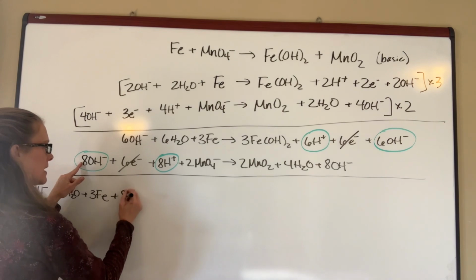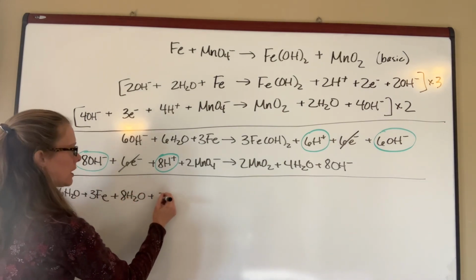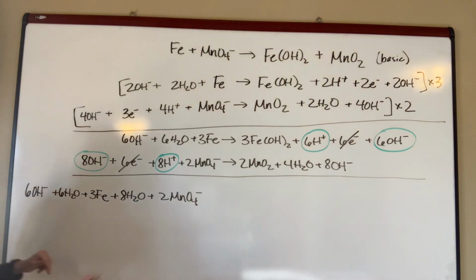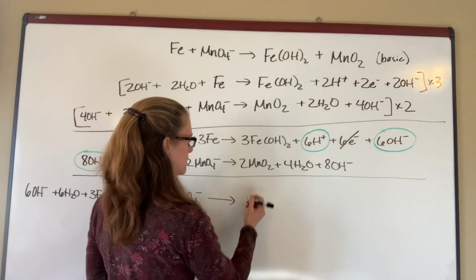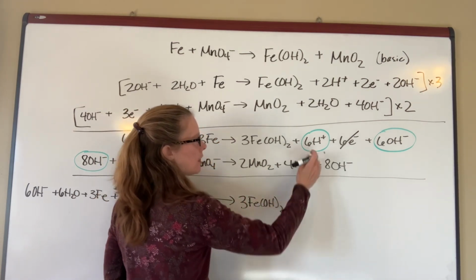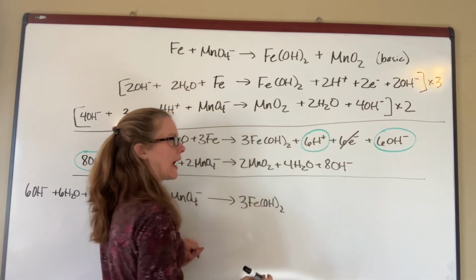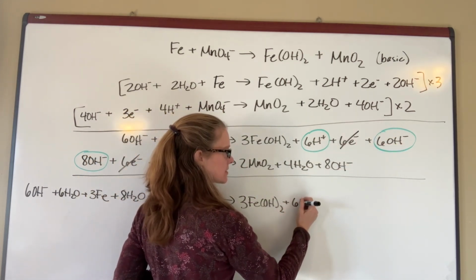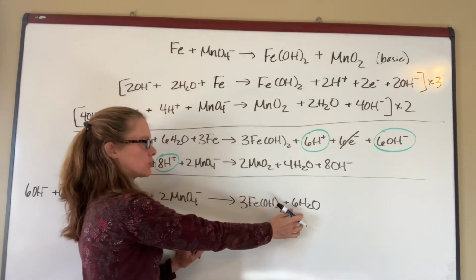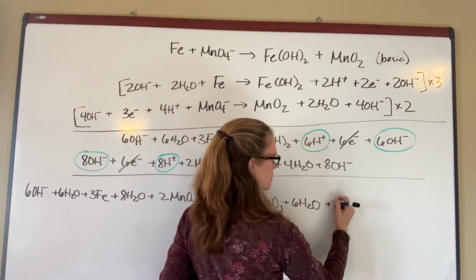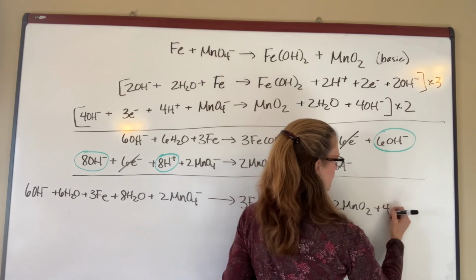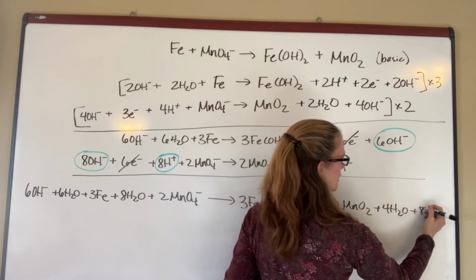So I'm going to have 8 waters and 2 permanganates. Okay? Then on the right-hand side, I have 3 iron hydroxides. The hydrogens and the hydroxide ions are going to add together, so that's going to give me 6 waters. Okay, see where that came from? 6 of those and 6 of those make 6 waters, plus 2 MnO2s, plus 4 waters, plus 8 hydroxides.